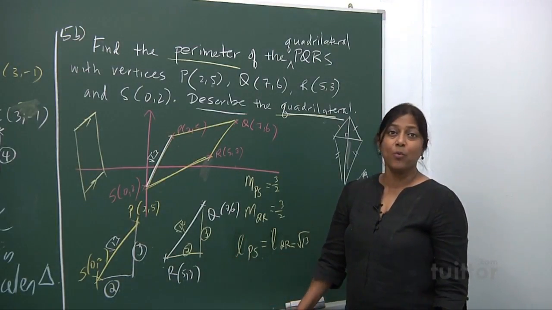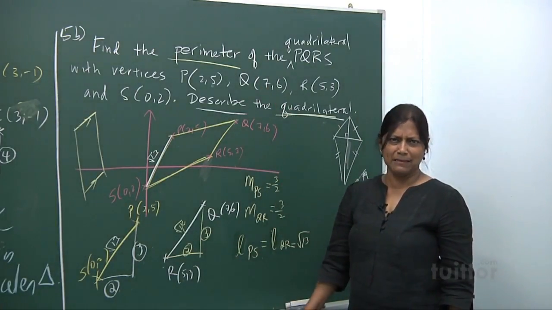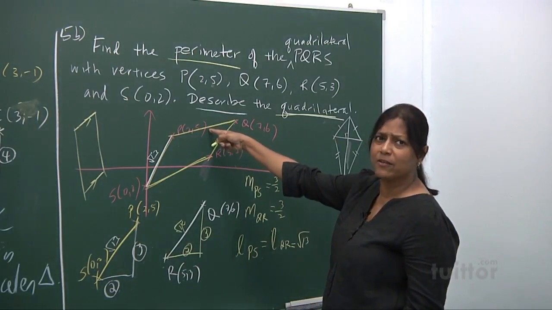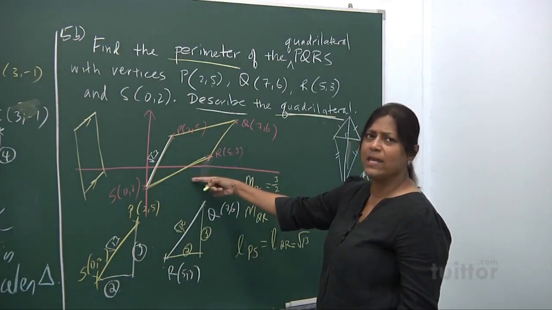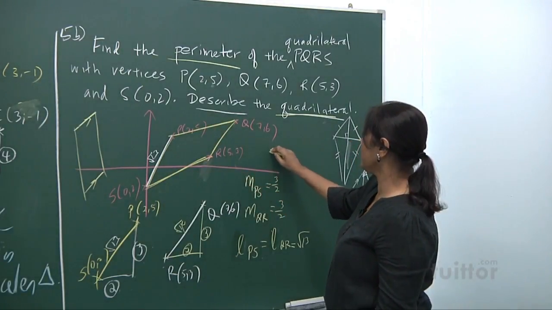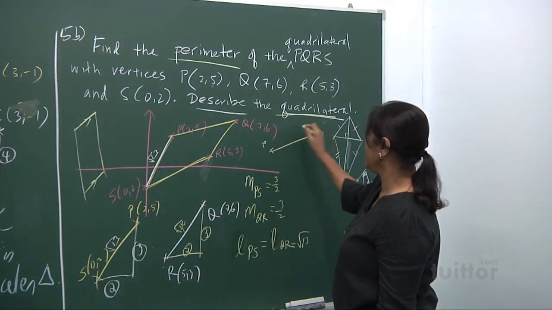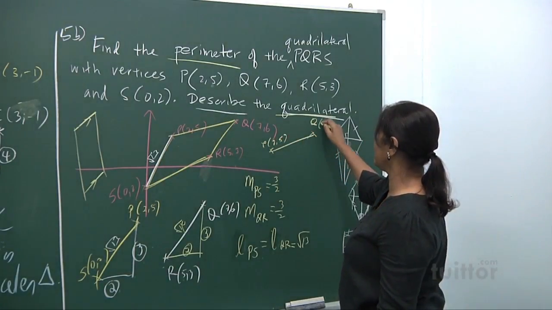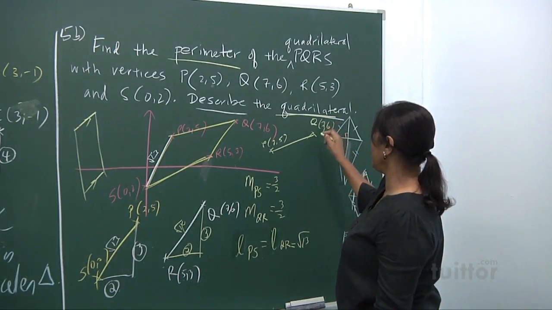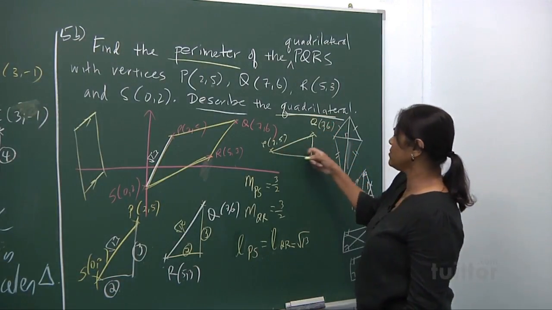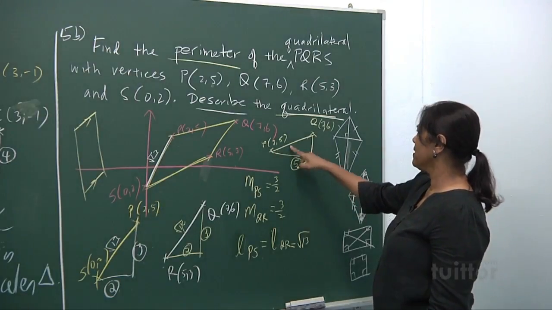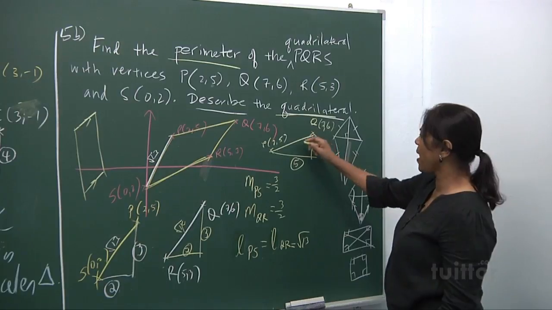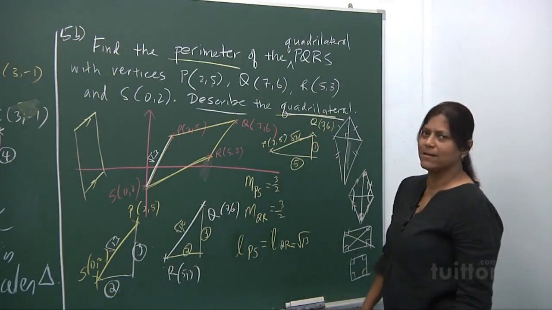But we are not done yet because we have to find the perimeter. My dear friends, we have to move on. All we need to do is find the length of PQ. And these two are equal in length. What's the length of PQ? P is (2, 5). Q is (7, 6). Look at that. 2 to 7 is 5 units, 5 to 6 is 1 unit. 25 plus 1, square root 26.